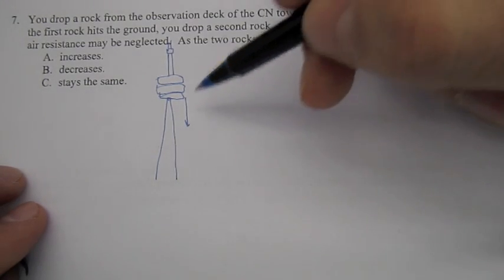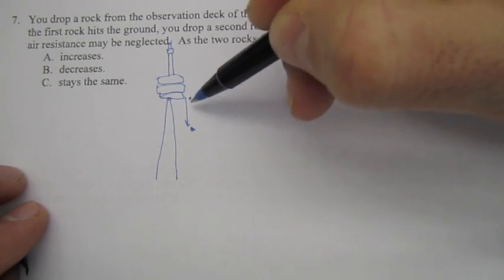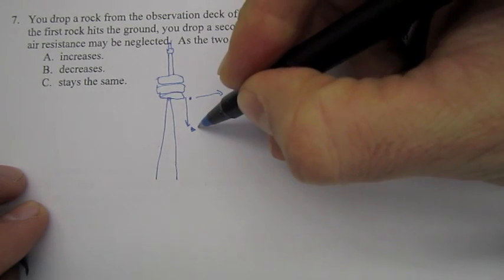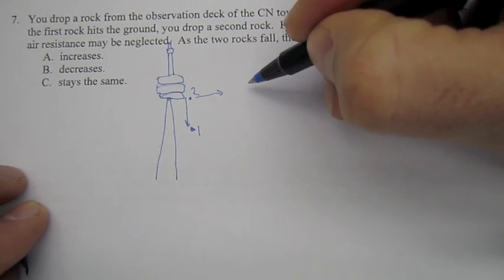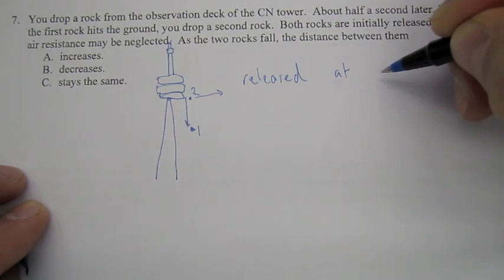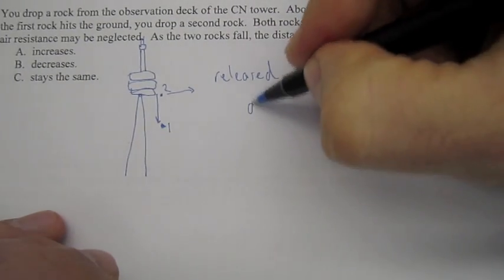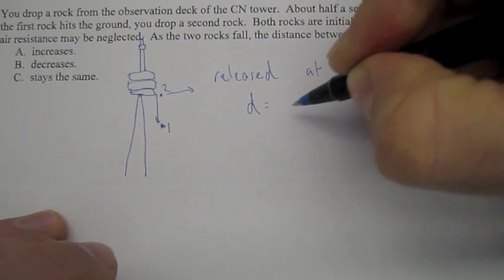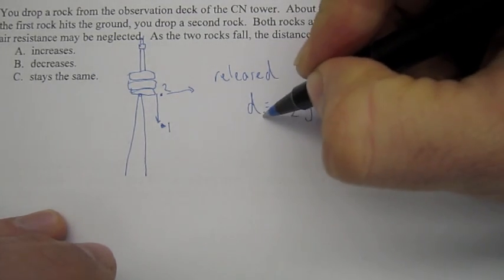Okay, so the first ball is dropped, falls some distance, and then the second ball is dropped. So if you want to know the distance, let's say this is ball 1 and this is ball 2. Ball 2 is released at t equals 0, let's say, then it will have a distance and it will have some speed 0. The distance will be 1/2 times g times t squared, the distance that it falls for ball 2.